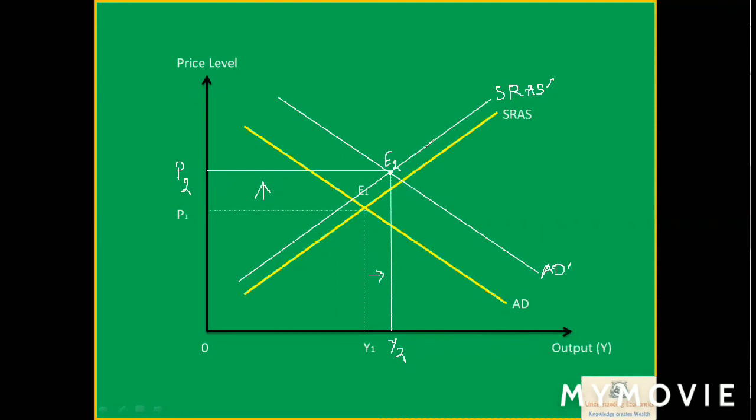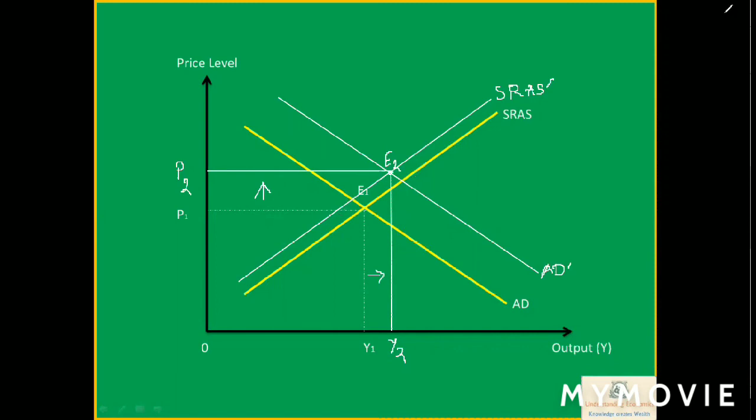So if the change in aggregate supply is smaller than the change in the aggregate demand, then we can see that both output and price level will go up. On the contrary, we have seen that if there is a similar change in aggregate demand and aggregate supply, then there is no change in output, but there is an increase in the price level.